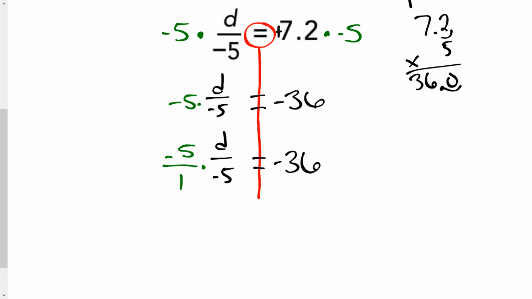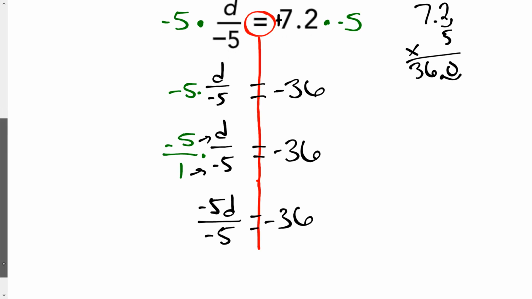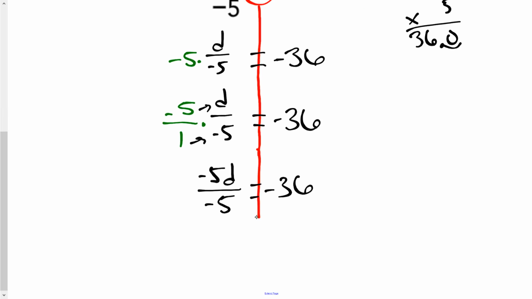And follow the rules of multiplying fractions. I'm still going to be left with -5 times d is -5d, and then 1 times -5 is -5 equals -36 still. I'll bring down my lollipop just a little further. And here I have a negative 5d divided by negative 5.